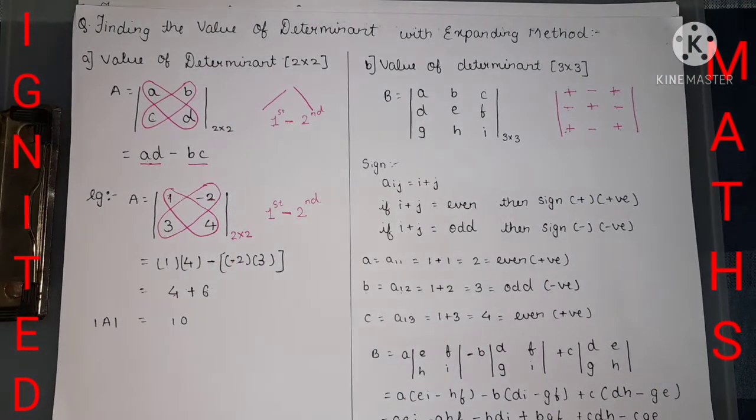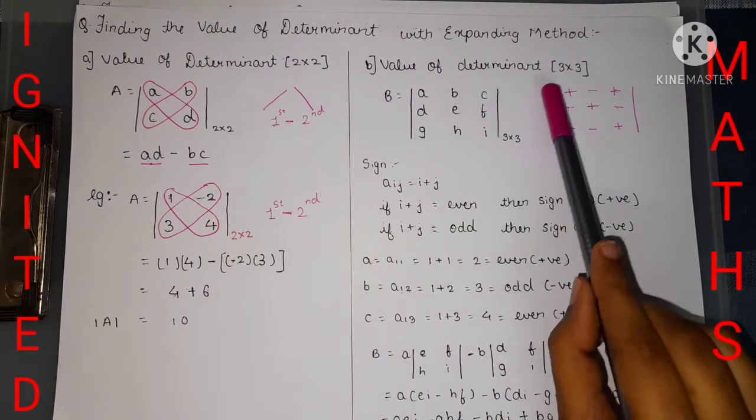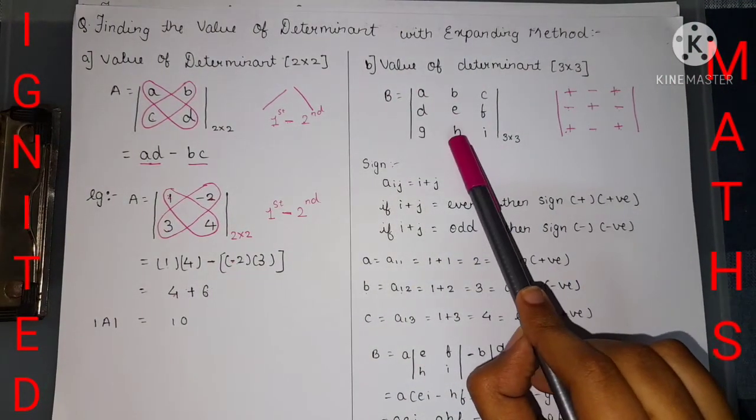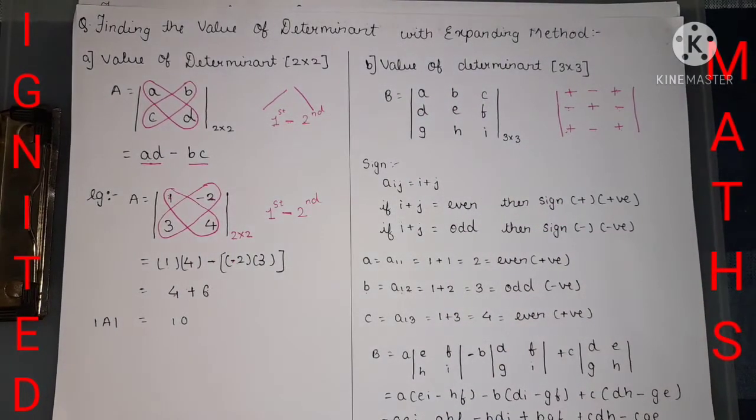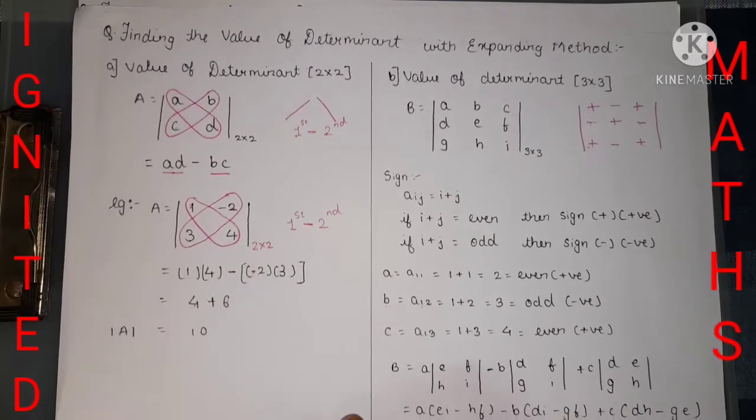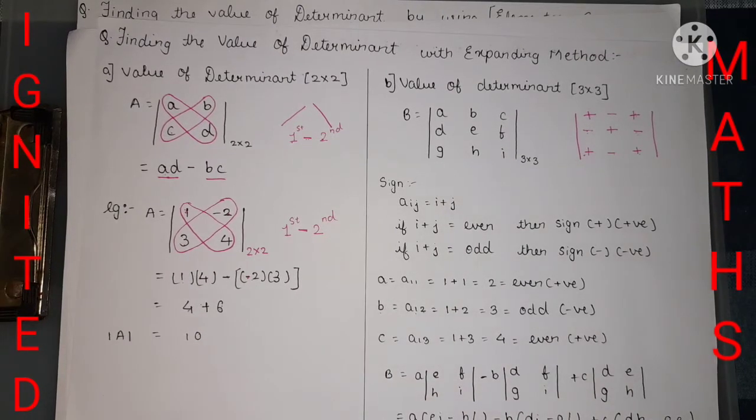We found the value of a determinant with the expanding method. While finding the value of a 3 cross 3 determinant, we expanded along any row or any column, and we got the same answer. By expanding it, we got the answer, right? Now a new method is introduced, which says that we can find the value of a determinant even without the expansion method. So let's start with it.